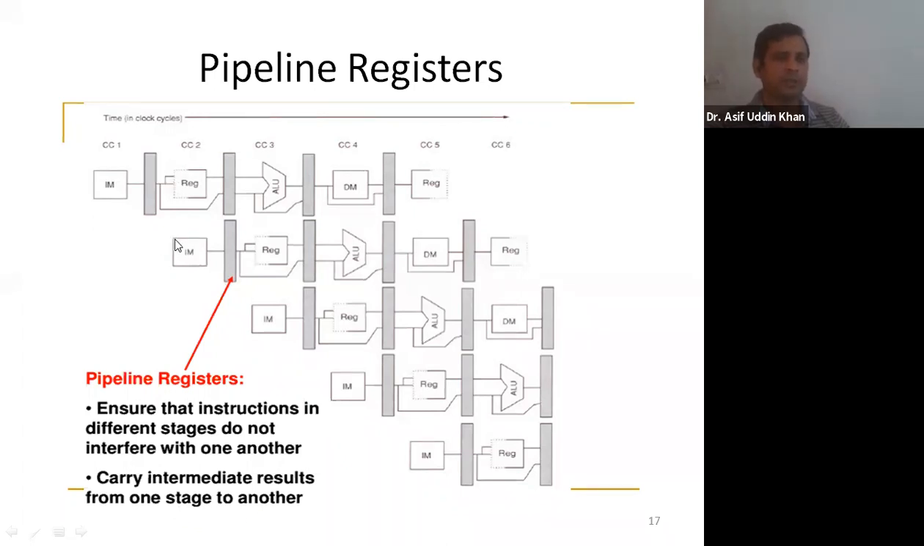Suppose this stage is giving an intermediate result, so that result can be stored here, and this stage can read data from this register. So this stage does not have to wait, and it does not have to be synchronized with the other stage. This stage can produce a result and store it in the register, and the next stage can take data whenever it requires from this register. There is no requirement of synchronization between these two stages. This is the advantage of using pipeline registers in between the stages.